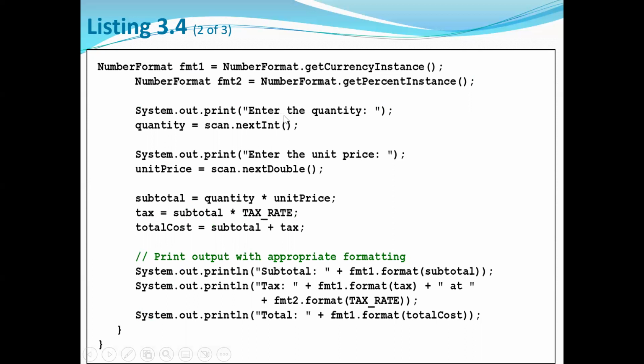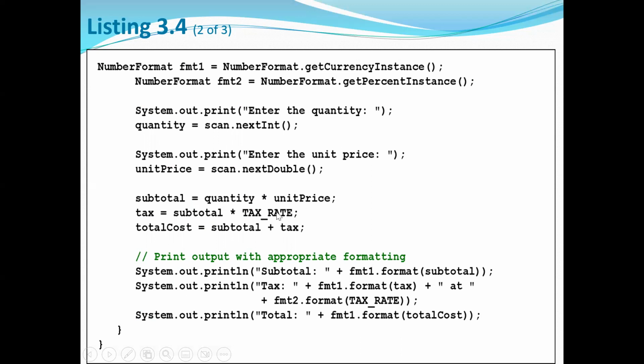Now we ask the user to enter the quantity, and the user enters the quantity using the Scanner object scan.nextInt. The quantity will be an integer as we declared the variable as an integer. Next, we ask the user to enter the unit price, which is a double, so we use the nextDouble method. Now we know the quantity and the unit price, so we can find the subtotal. Subtotal will be the quantity times the unit price.